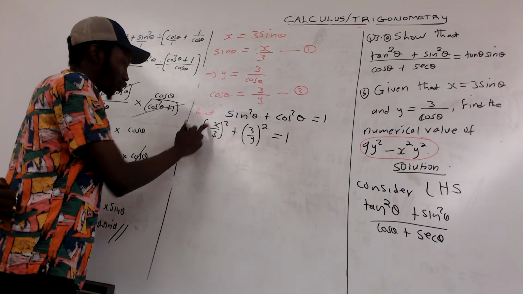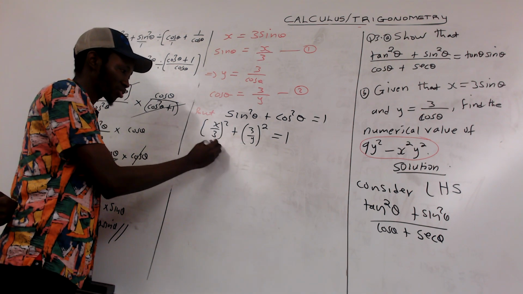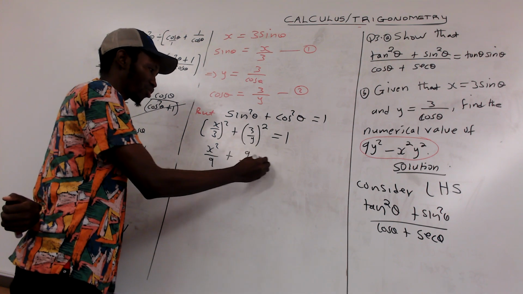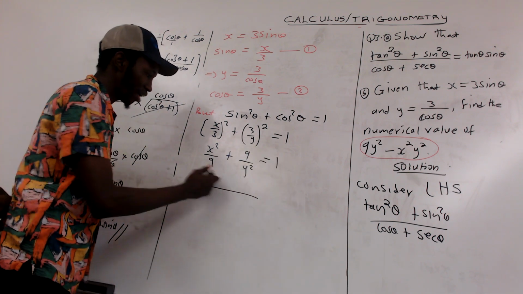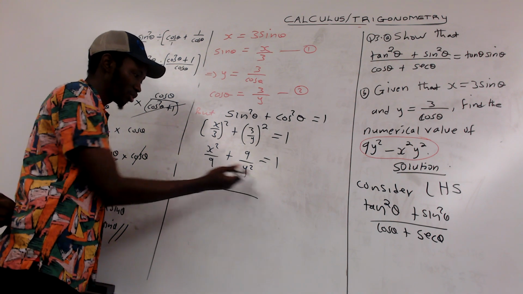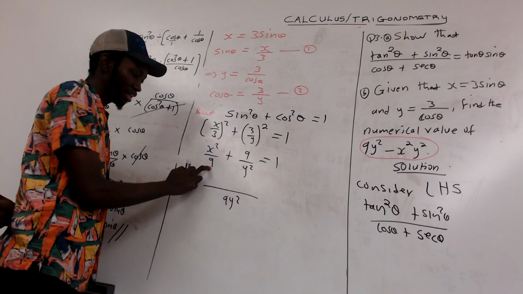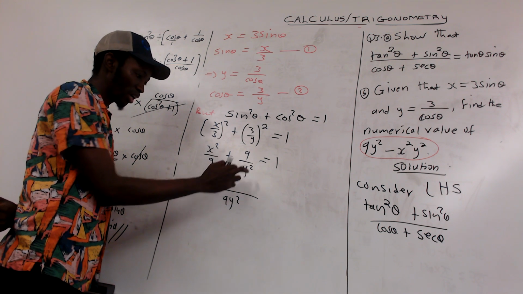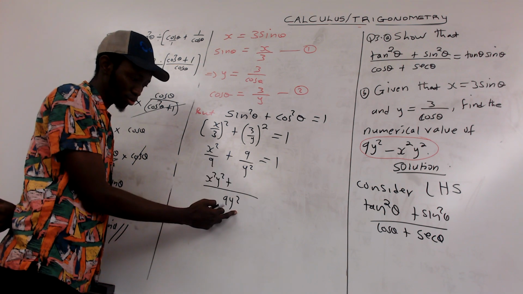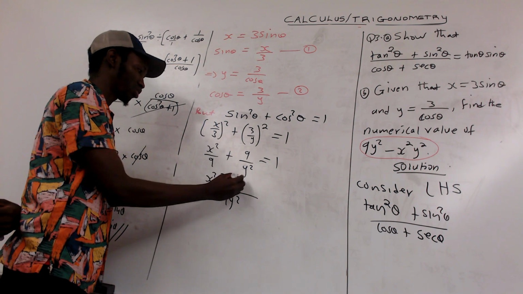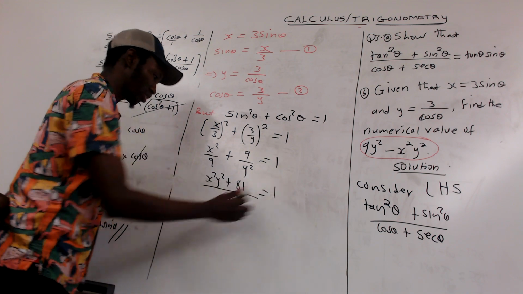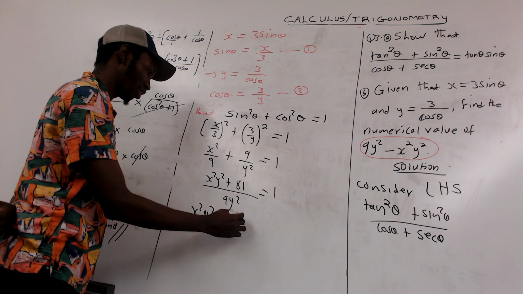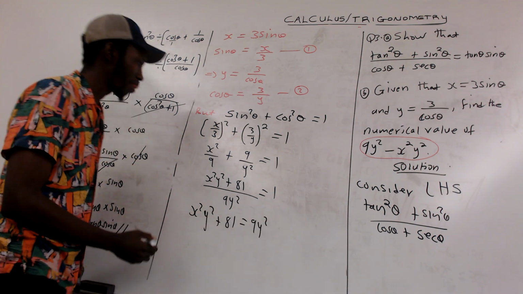If we simplify, if we square the two terms inside: if we square x it is x squared, if we square 3 it is 9, if we square 3 it is 9, and if we square y it is y squared, equals 1. Very simple. We'll find the LCD or the LCM. The LCM between these two terms is going to be 9y squared. 9 into 9 is y squared times x squared, going to be x squared y squared. y squared into 9y squared will cancel y squared. It means 9 times 9 is going to be 81, equals 1. We cross multiply. So we have x squared y squared plus 81 equals 9y squared.